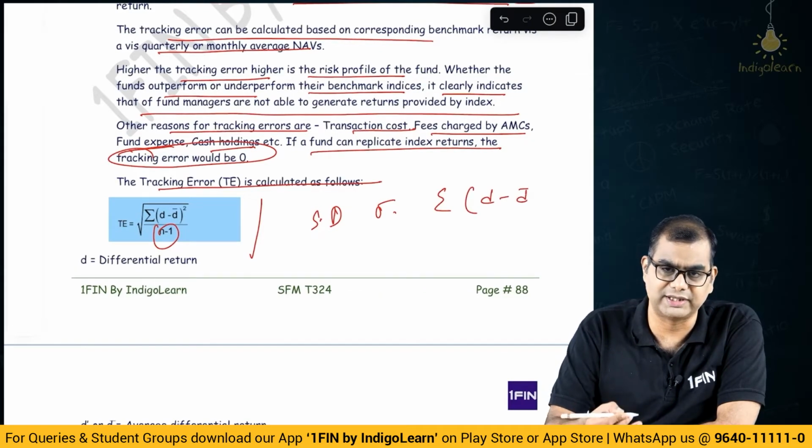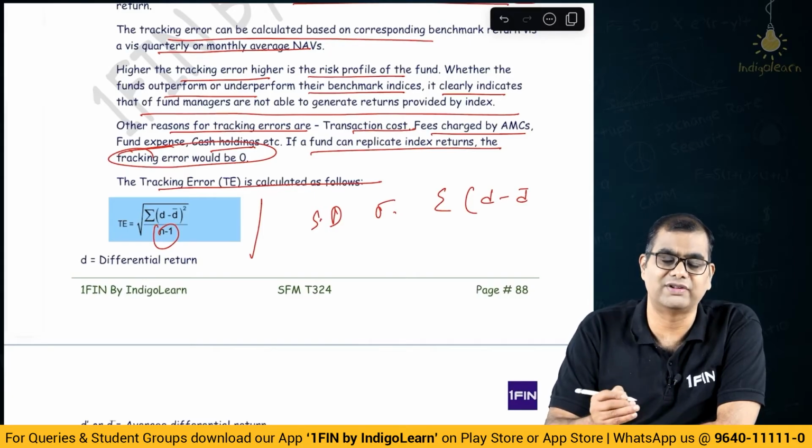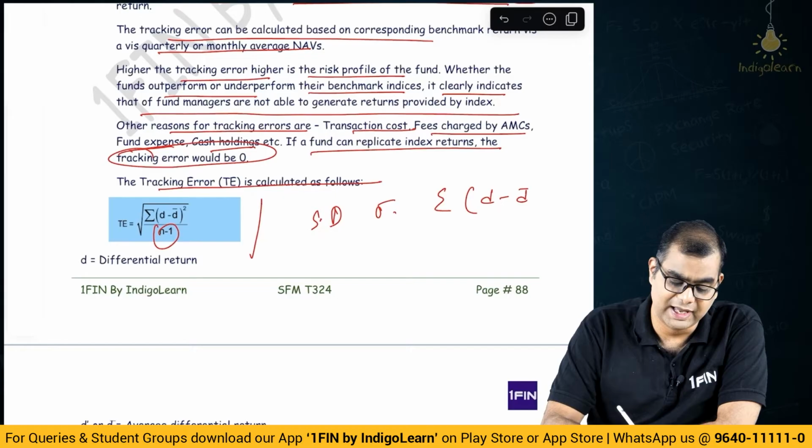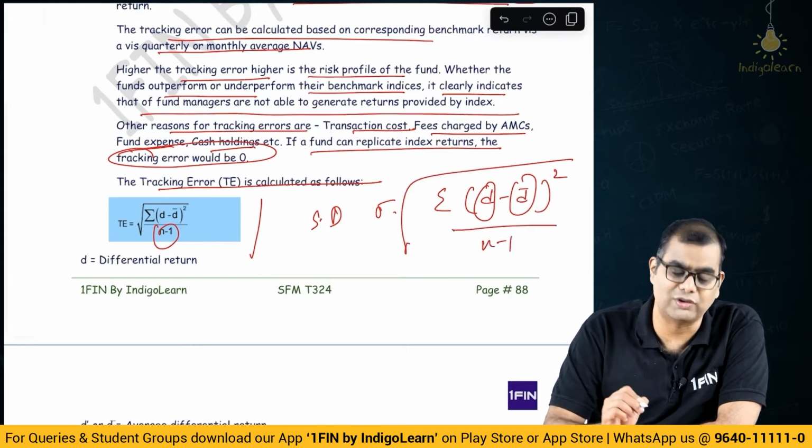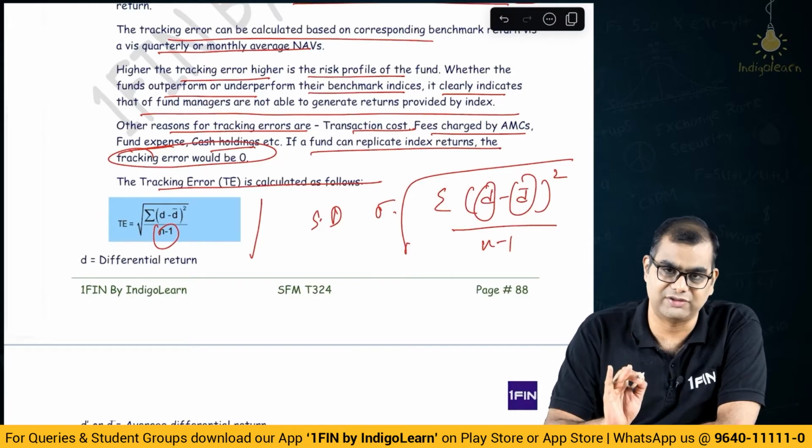So every day you would see the deviation in the return of the fund versus the index that it is tracking, and you take the daily deviations and then you compute the average of deviations. Daily deviation minus average of deviation, whole square, sum all of it, divide by n minus 1 and do a square root of it. So basically this is a standard deviation formula, right?